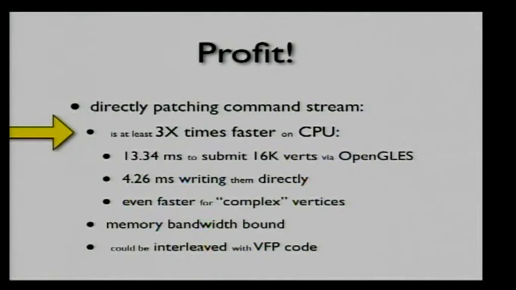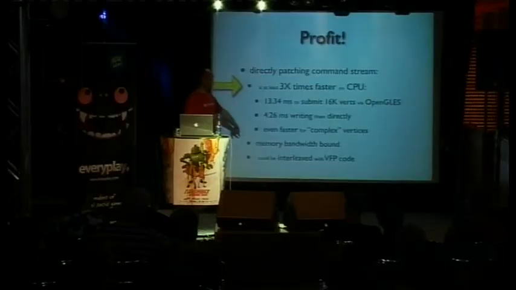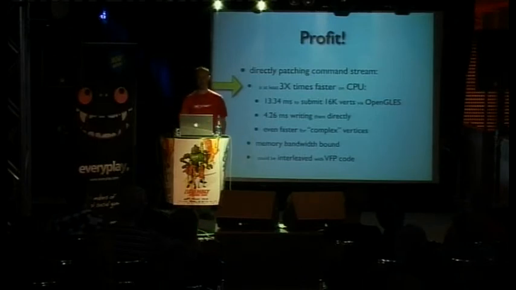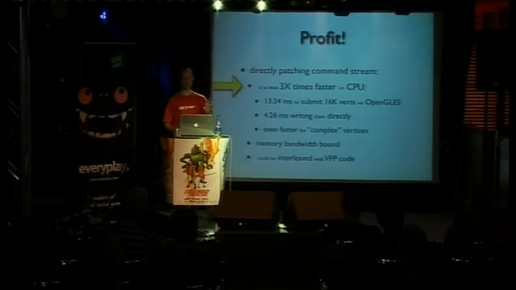And you will not be able to render more, actually, because there is a limit on how many vertices the GPU can render. It's like 1.7 million vertices per second. But you will be able to do more stuff on CPU, first of all. And second, because we are memory bandwidth bound when we are copying our data into the command stream, we can actually interleave that copy with the VFP code. VFP is a coprocessor which you can use to do skinning or some other stuff.